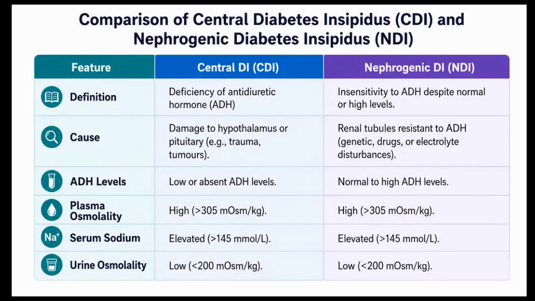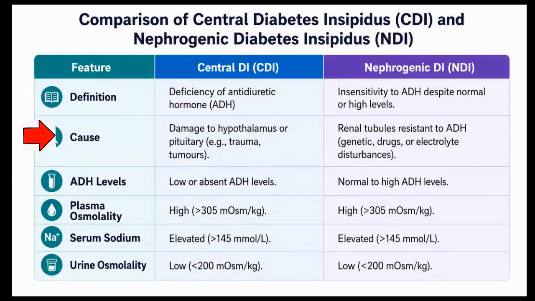1. Definition. Central diabetes insipidus. Here, the body does not produce enough ADH. Without ADH, the kidneys cannot reabsorb water. Nephrogenic diabetes insipidus. Here, there is insensitivity to ADH despite normal or high levels. ADH is present. Sometimes the body even produces more ADH because plasma osmolality is high. However, the kidneys cannot respond.